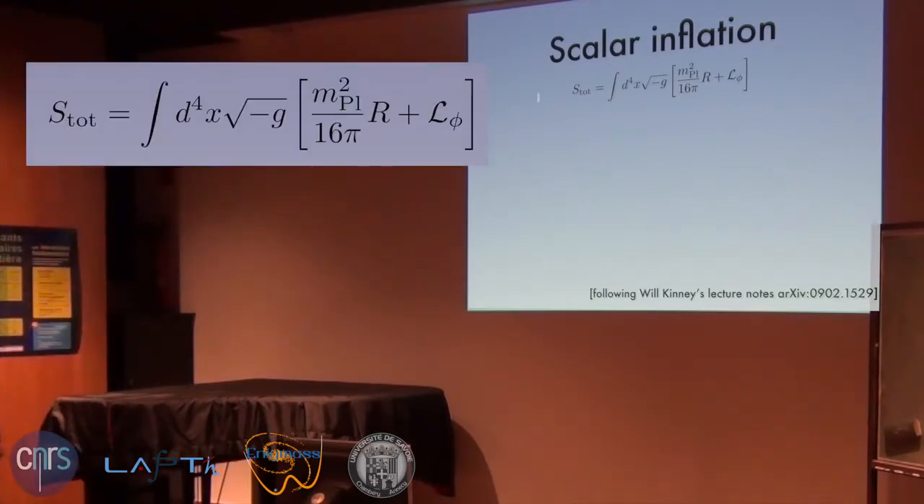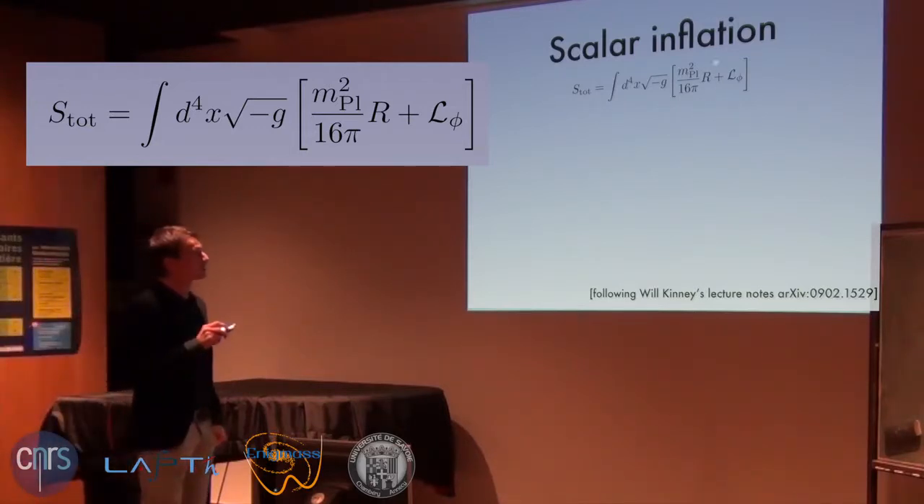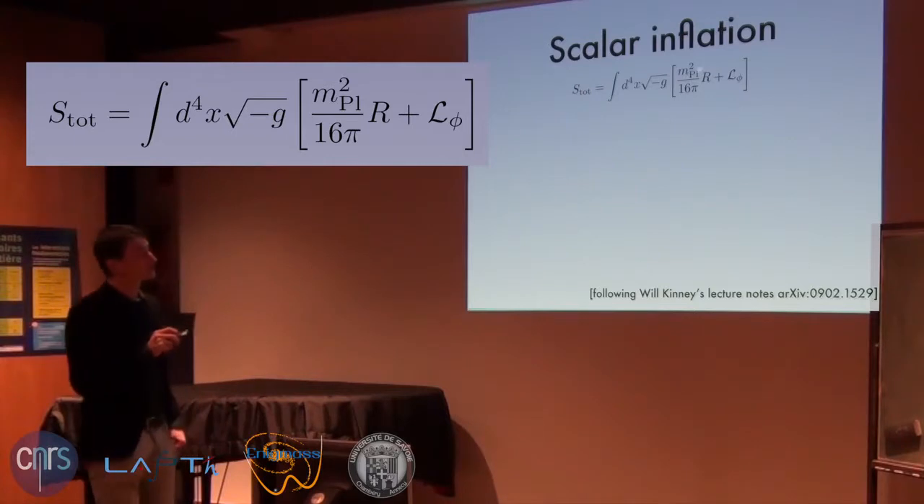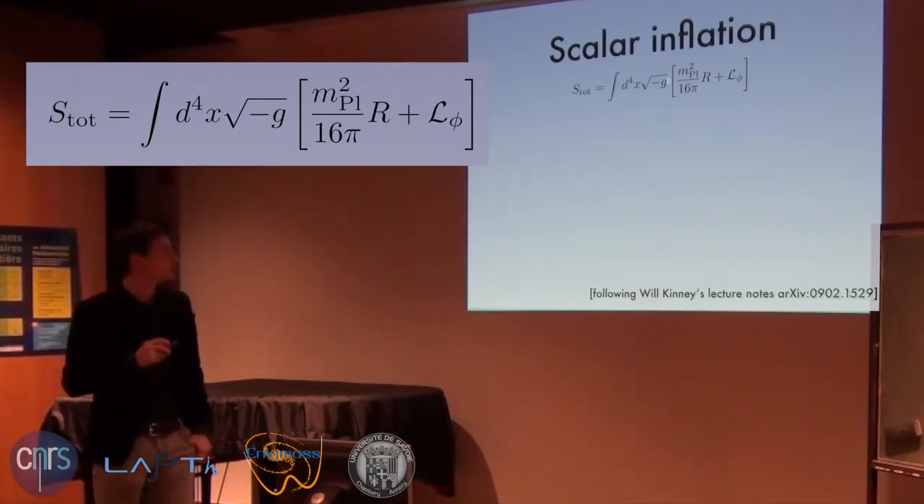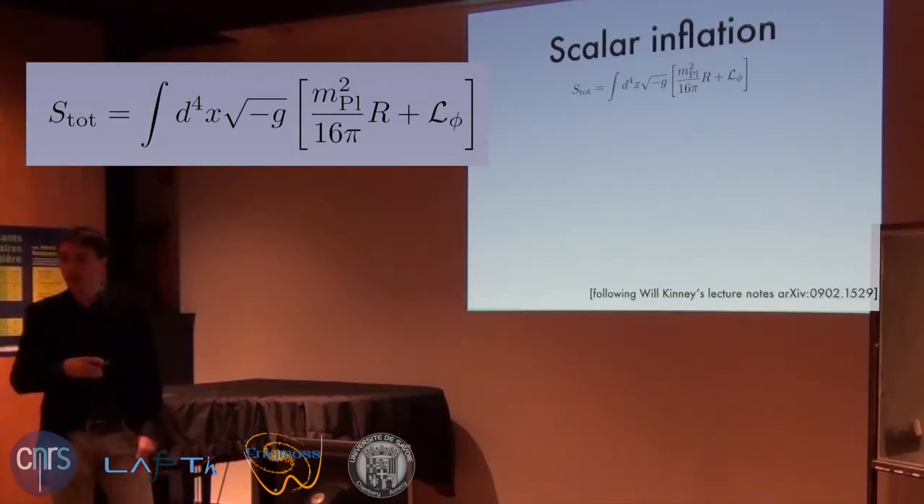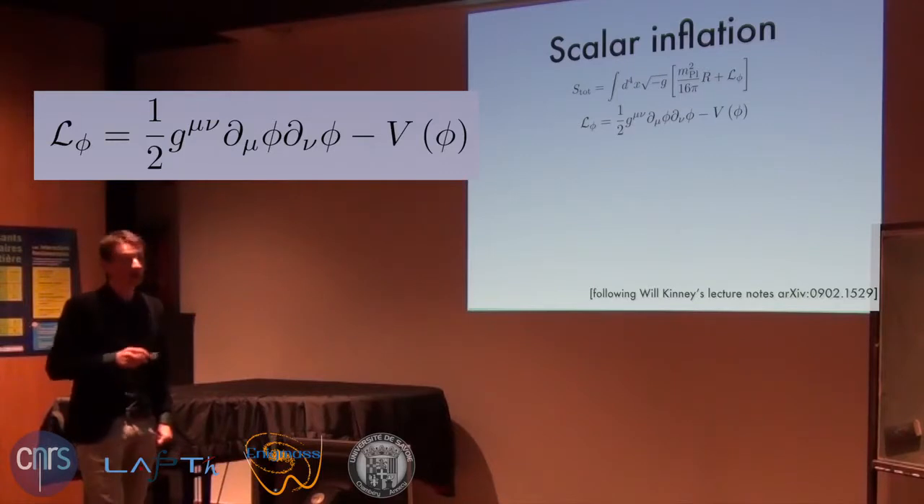This is an action of a theory that can drive inflation. Here we have the Ricci scalar, which is a function of the metric. So this is the Einstein-Hilbert term, which describes how space-time depends on the matter content. And here we have the matter content. In this case, we consider a single scalar field with a canonical kinetic term and a potential.